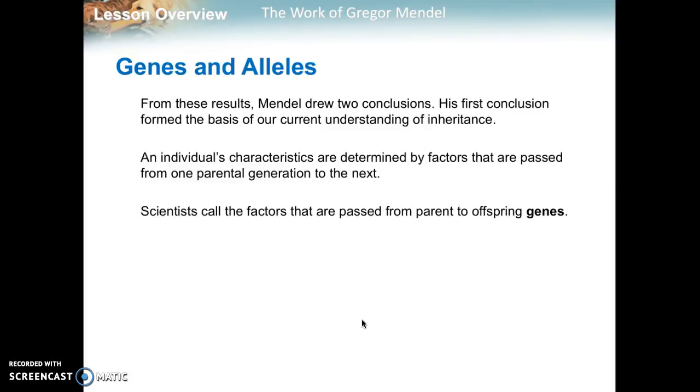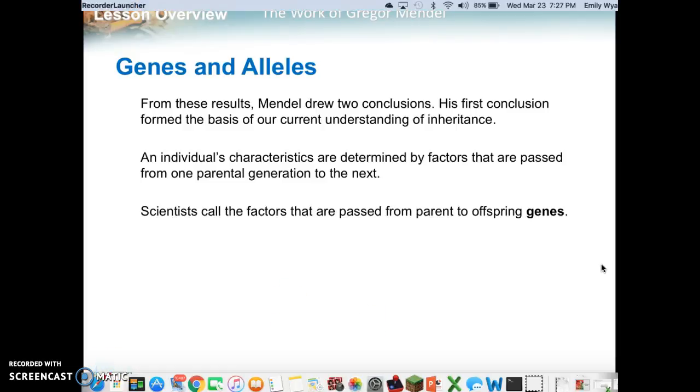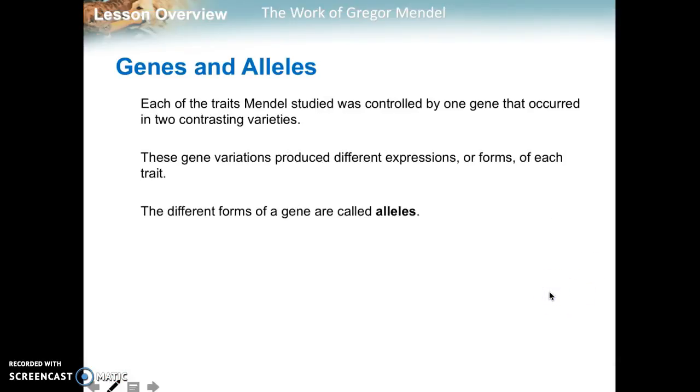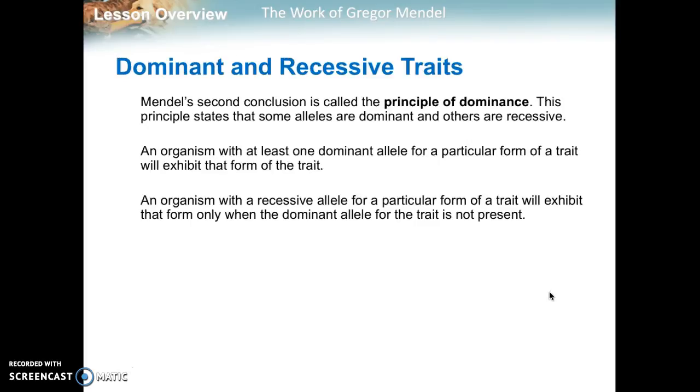So he drew two conclusions. His first conclusion was what led to our current understanding of inheritance. An individual's characteristics are determined by factors that are passed from one generation to the next. Scientists now call these factors that are passed from one parent to the offspring genes. Each of the traits Mendel studied is controlled by one gene that has a dominant and a recessive form. The different forms of these genes are called alleles.